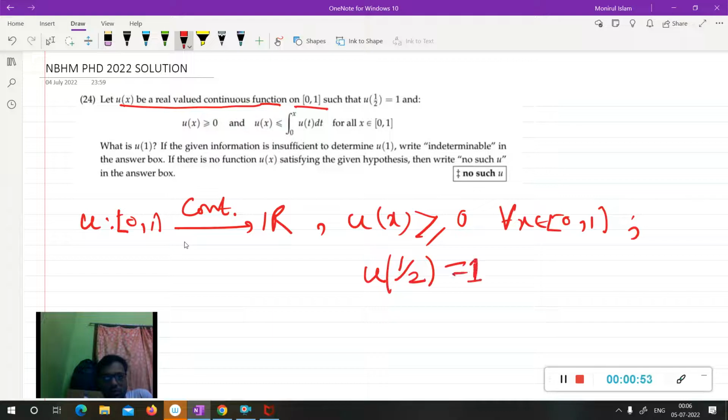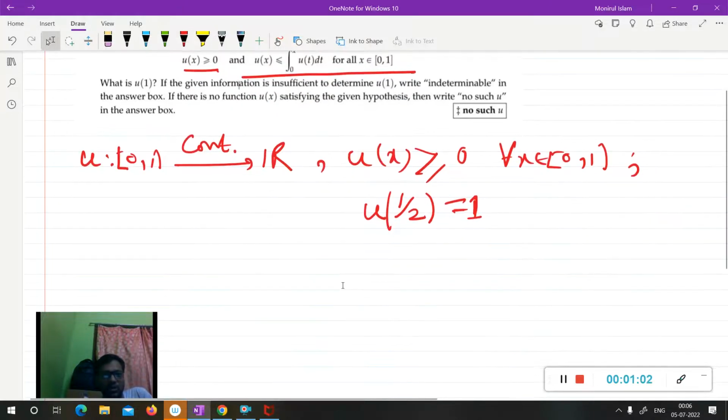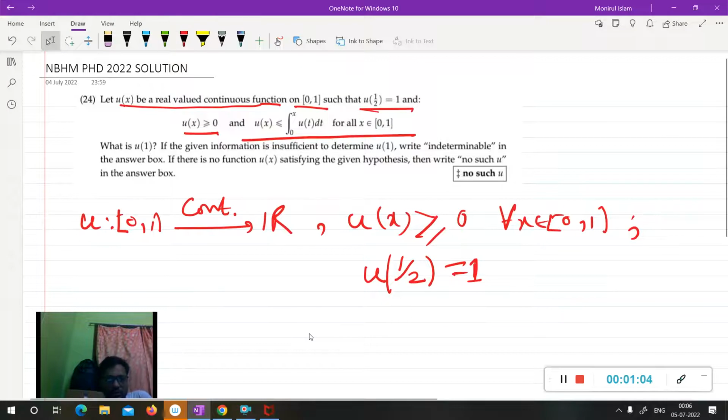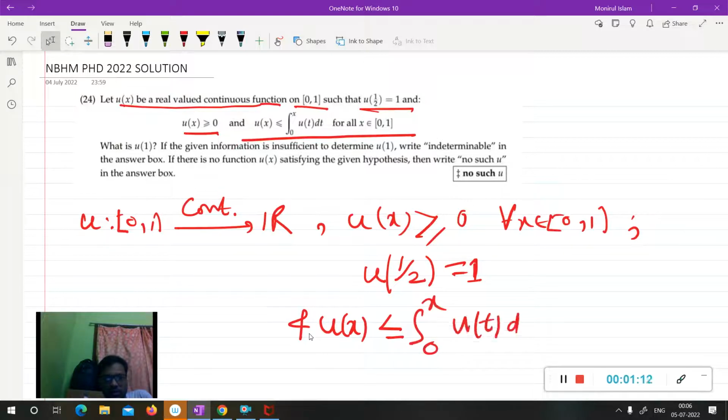One more condition is also given: u(x) is less than or equal to the integral from 0 to x of u(t) dt for x belonging to [0,1]. It is true for x belonging to [0,1]. Now the question asks: what is the value of u(1)?